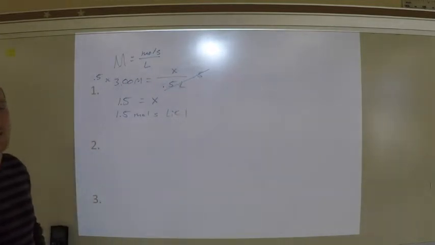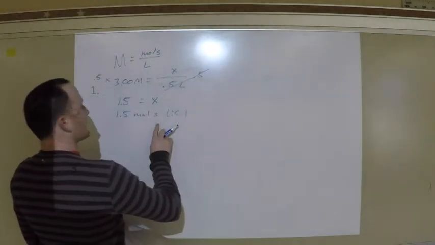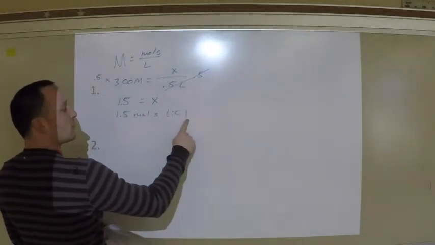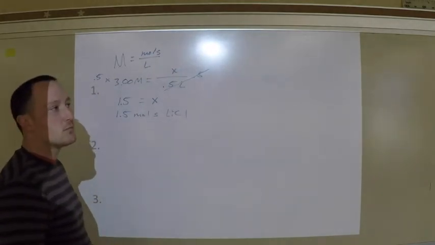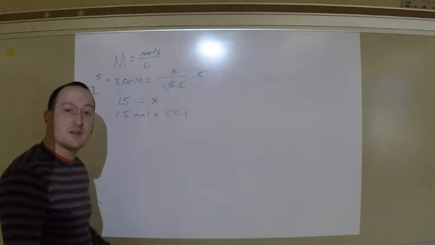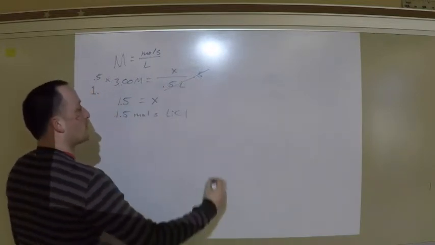But the problem didn't ask me to find moles. It asked me to find grams. So now I'm going to take my 1.5 moles of lithium chloride, and how do I change from moles to grams? Well, if you use your mole map, hopefully you've memorized this by now. To change from moles to grams, I multiply by the molar mass.